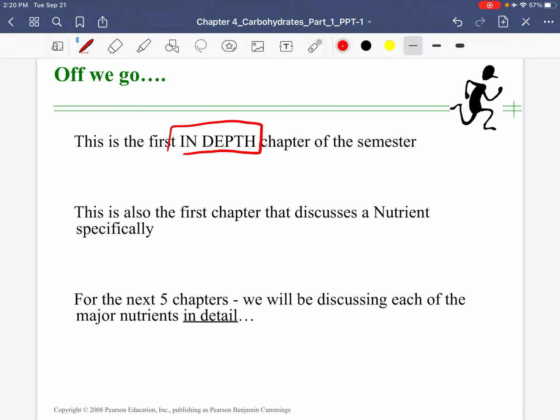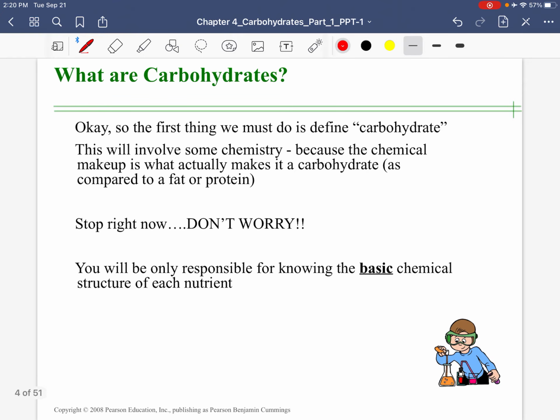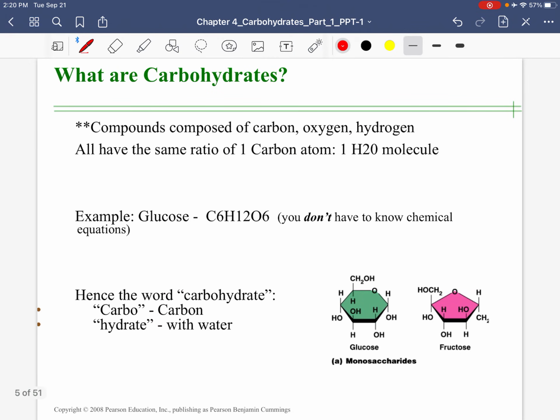As a matter of fact, this chapter has 2 PowerPoints, so make sure that you are spending enough time. There's a lot of information. You don't have to know all of it, as always, but I'm glad you're watching the video because then you'll know what to know. Here's our outline. All right. So we're going to start with the basics.